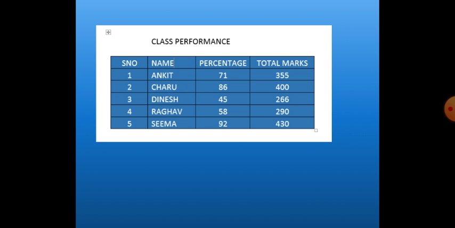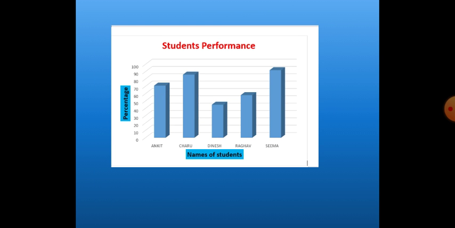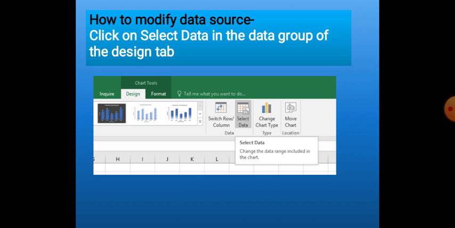For example, if we have a table showing the student name, percentage and total marks, and if we have only selected name and percentage, then we get this type of chart that is only showing the percentage for each student. Now we will see what happens if we change the data source. For that, first of all we will come to the Design tab, and in the Data group we have the Select Data option. We will click on the Select Data option.